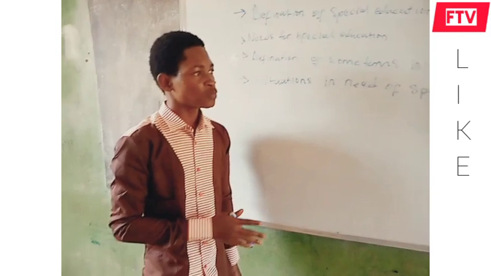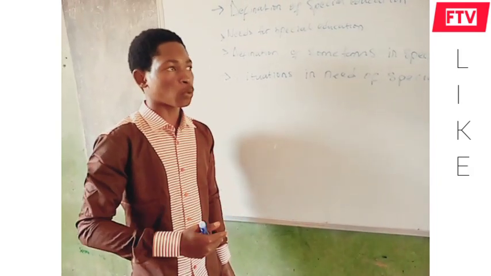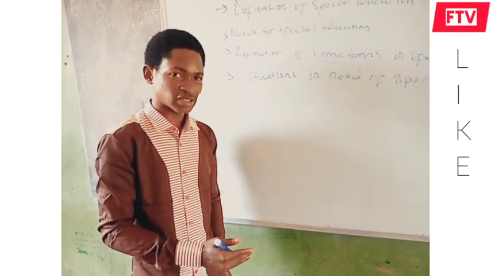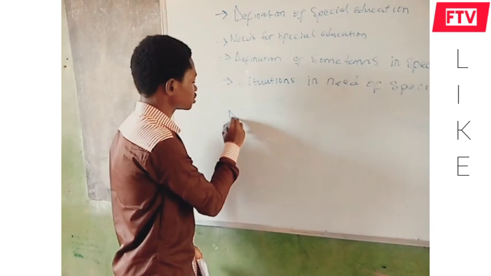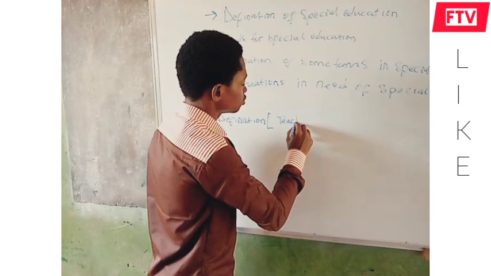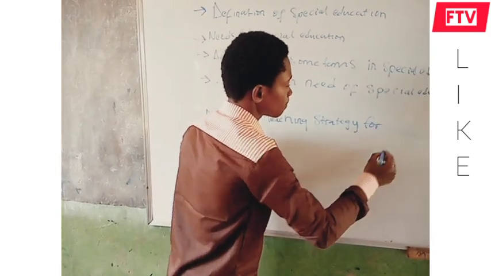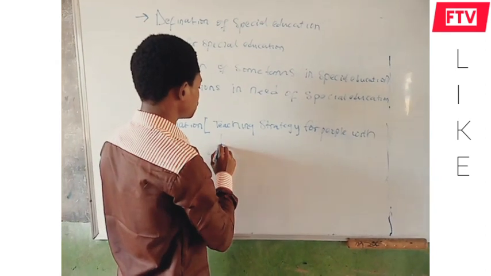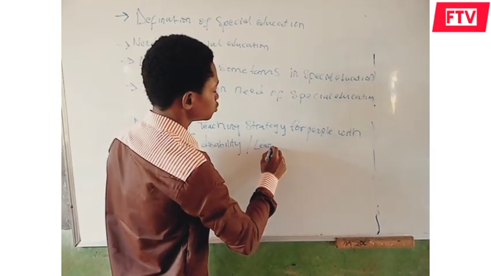Now, in that definition, it's just a type of educational design that is carried out by special teachers to dish out knowledge to people who have difficulty in learning, or who have a particular disability or the other. Let me just bring out the definition. Special education refers to the teaching strategy for people with disability or learning difficulty.